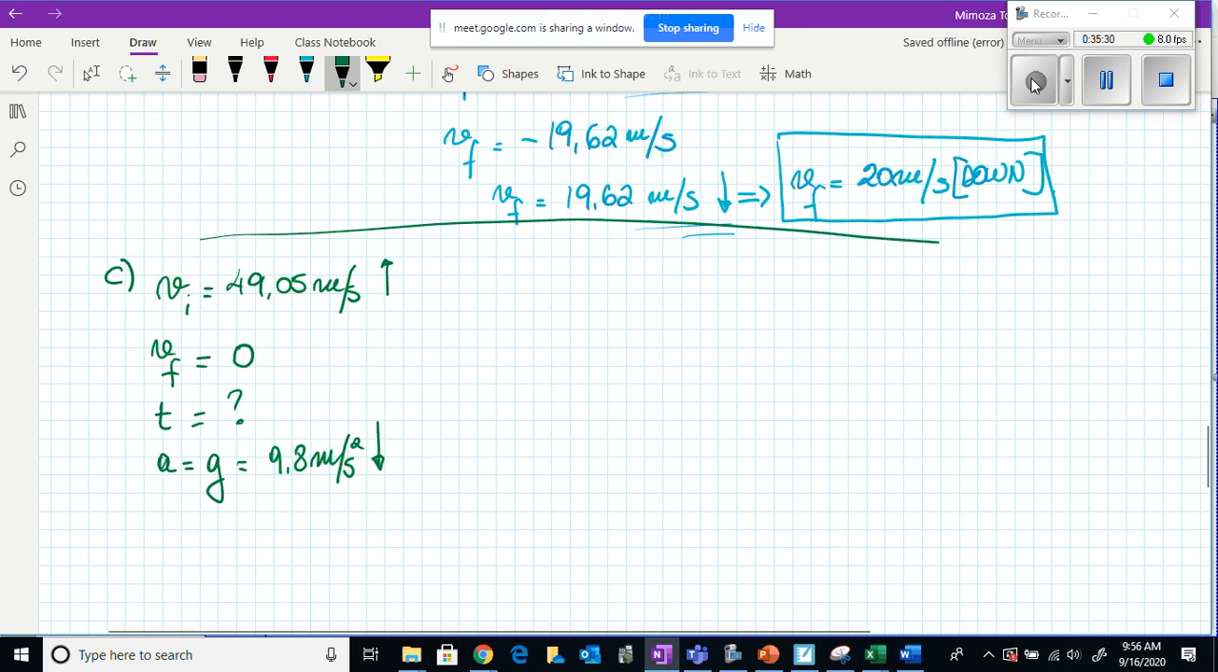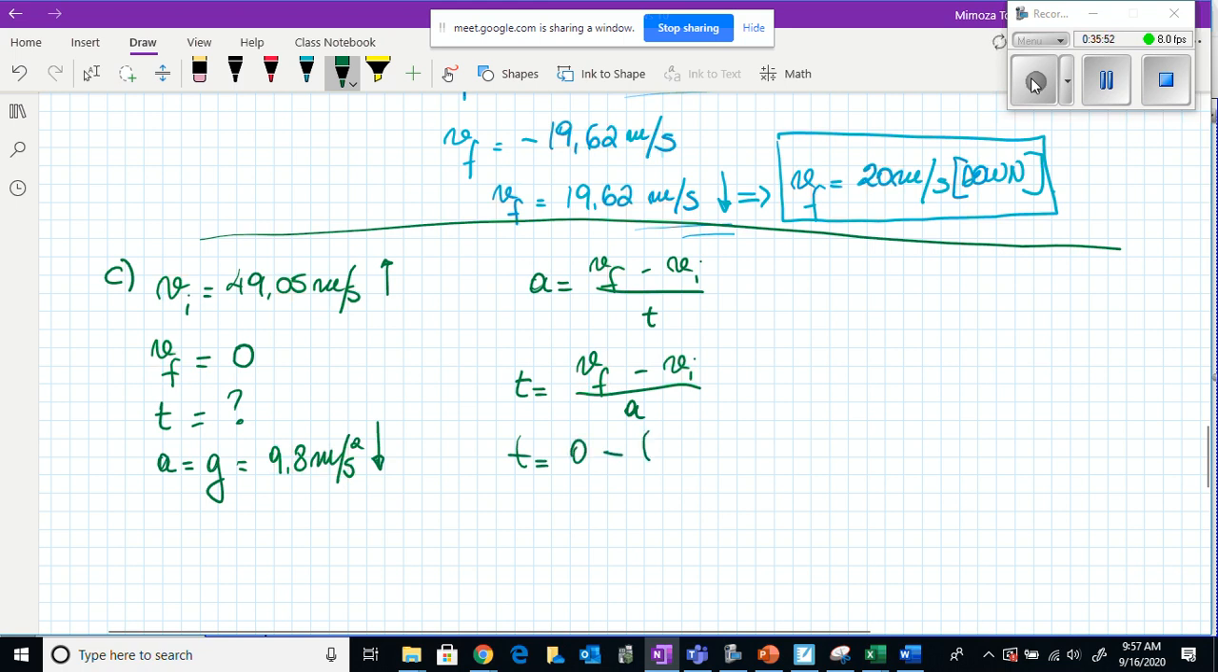Still the acceleration formula. The acceleration formula is v final minus v initial over time. And we are looking for time. So this will be v final minus v initial over acceleration. Time will be v final, equal to 0, minus the initial velocity, which is positive since it is going up, 49.05, over, since it's going down, negative 9.81 meters per second squared. So time will be, what do you have?